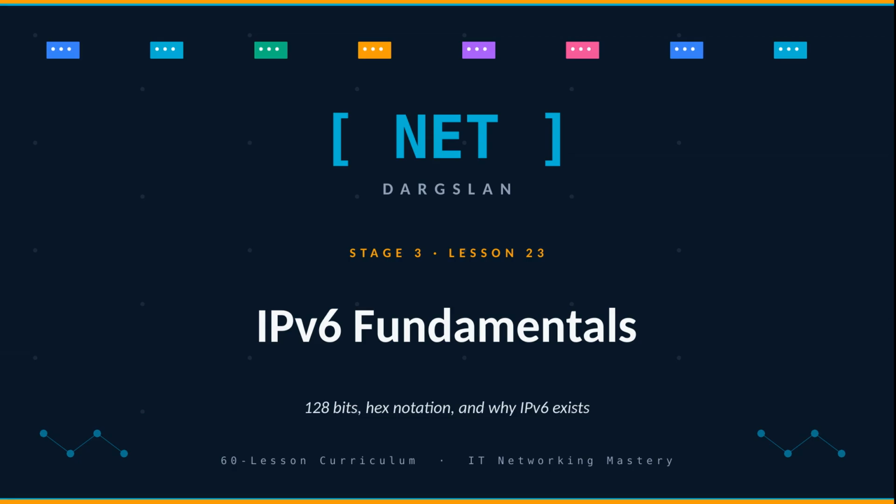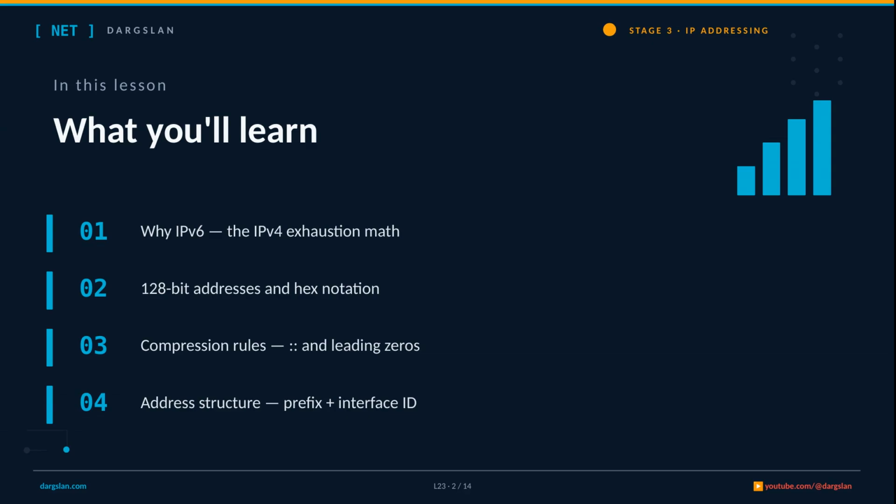Let's get into it. Here's the path we'll walk together. First, we'll look at the math behind IPv4 exhaustion, the simple but striking numbers that forced the industry's hand. Then, we'll meet the 128-bit address itself and the hexadecimal notation that makes it readable. From there, we'll learn the compression rules that shrink those long strings down to something manageable. And finally, we'll break an address into its two meaningful halves, the prefix and the interface ID.